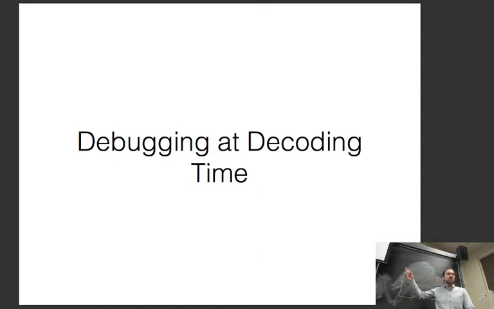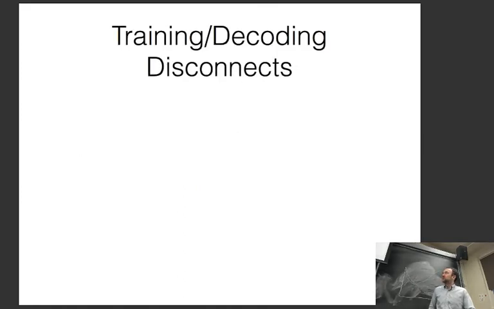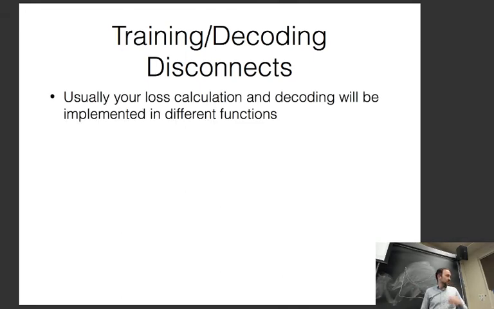Debugging at decoding time. This is really annoying, but it's easy to do. And if you just spend enough time on it, you can find your problems here. But it's also a really big problem for any kind of structured prediction you're doing. So the reason why you have a problem at decoding time is basically because you're training your model to do something different than you're asking your model to do during inference. The reason why this happens is usually because your loss calculation, which you use at training, and your decoding will be implemented in different functions.